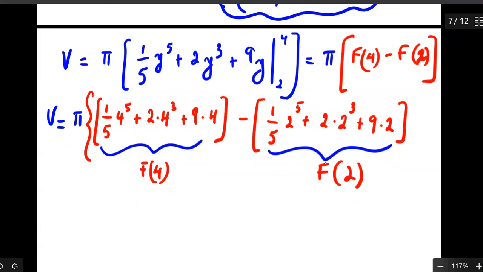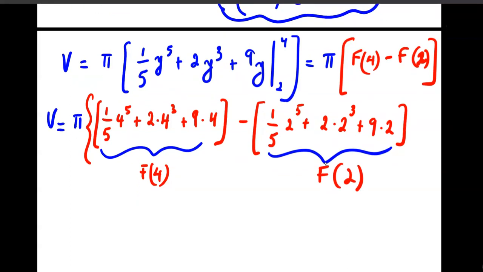Okay, let me double check. So this is good. 1 over 5, where the y is, you replace by 4. 2 times y to the exponent 3, where the y is, you replace by 4. Same for 9 times y. So the same thing now, I'm working with F of 2. Where the y is, I replace by 2, in each term.